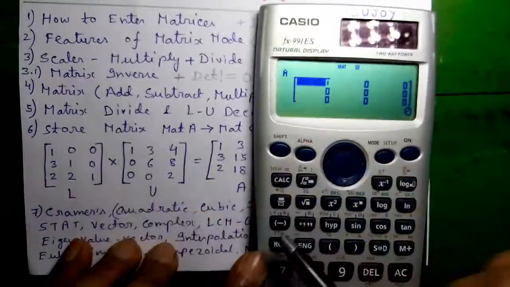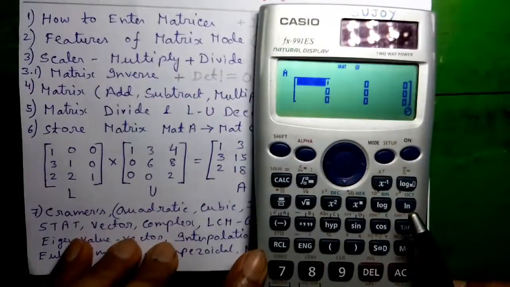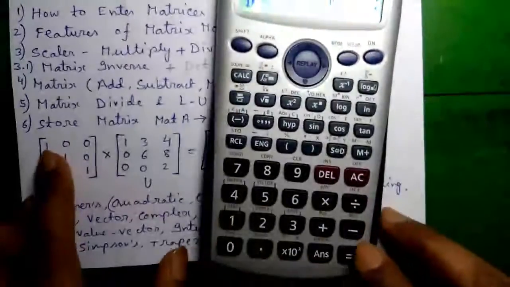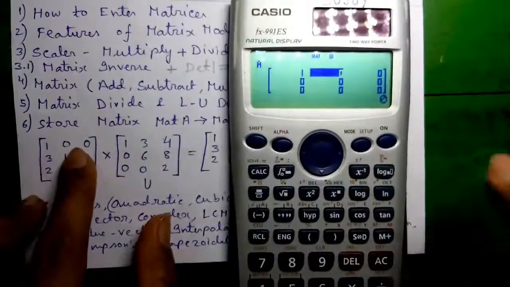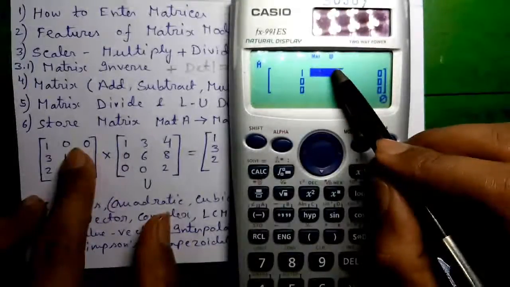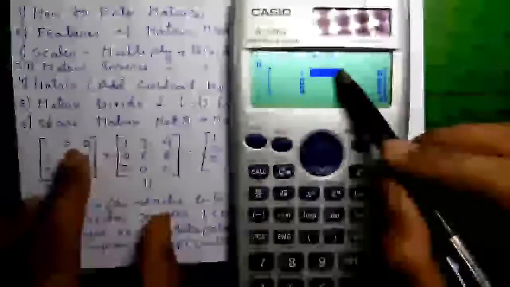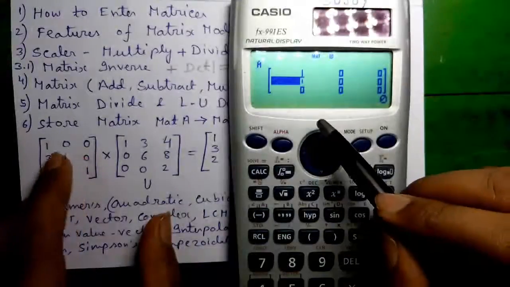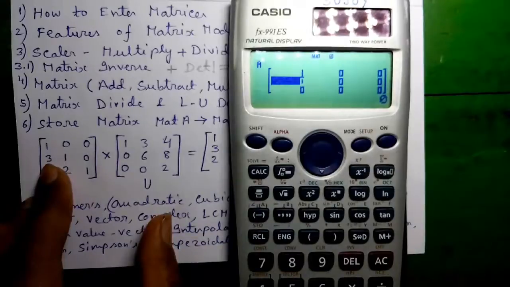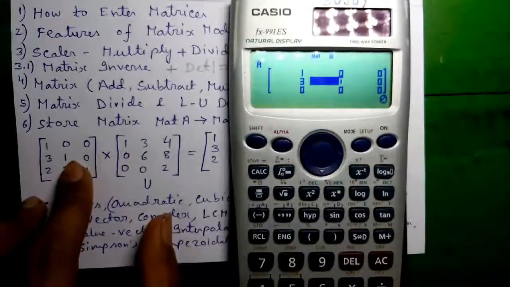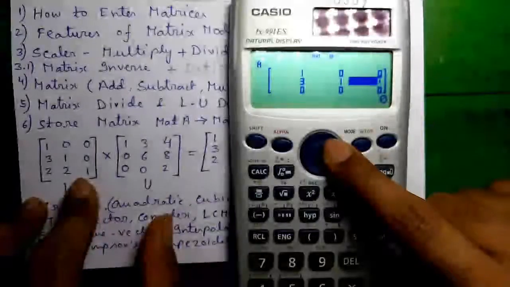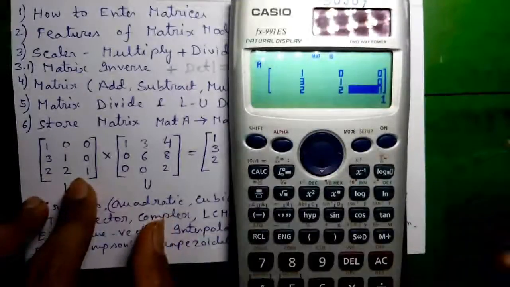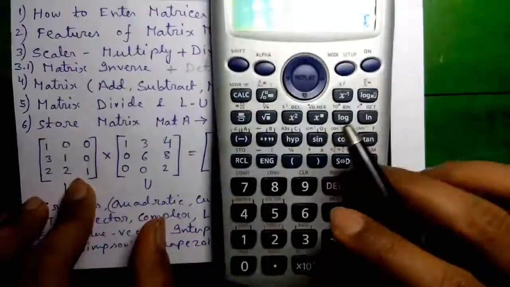To enter the data, just type in the values and press the equals to button to enter. First we'll enter the first value, which is 1, so type in 1 and press the equals to button. Next, the cursor will move to the next field and then enter the next value. And right now as you can see, the value is 0 here, so you can skip it by joystick right. Now this value is 3, let's enter 3. Data is entered. Press AC to clear the screen.